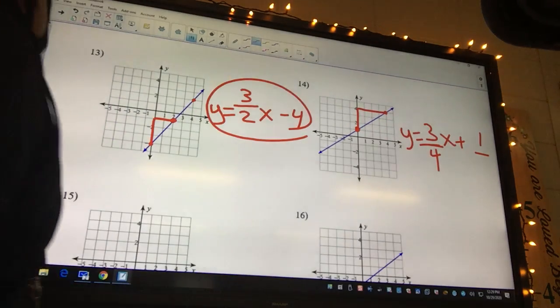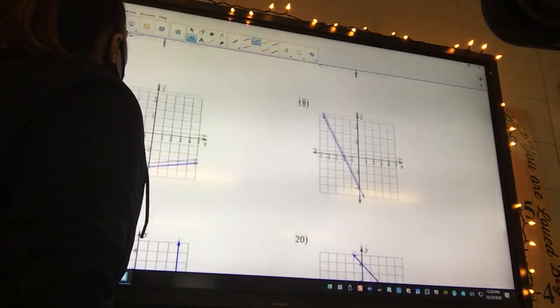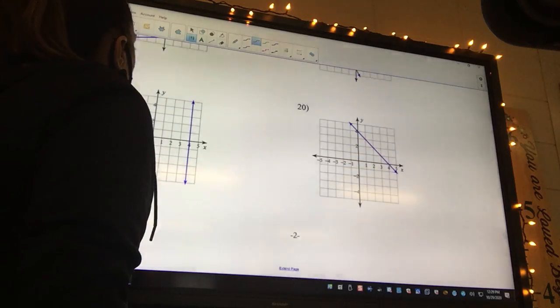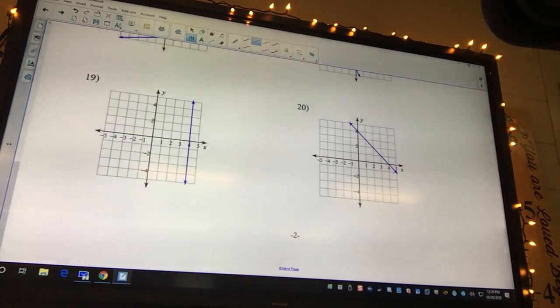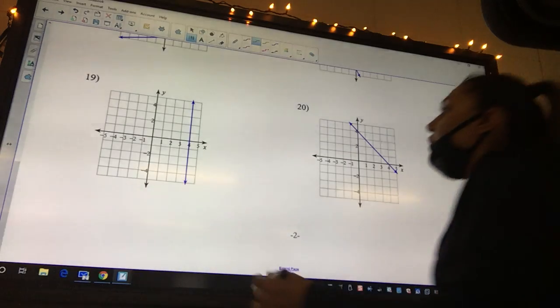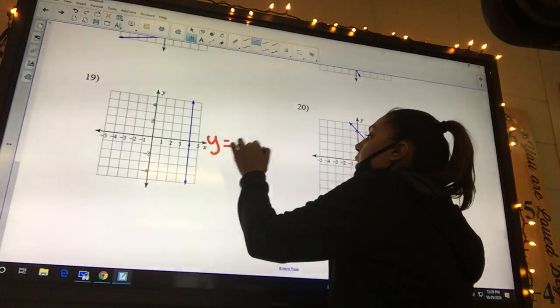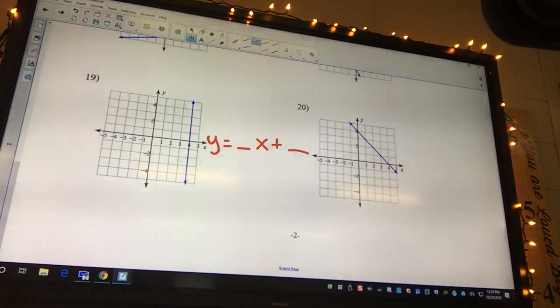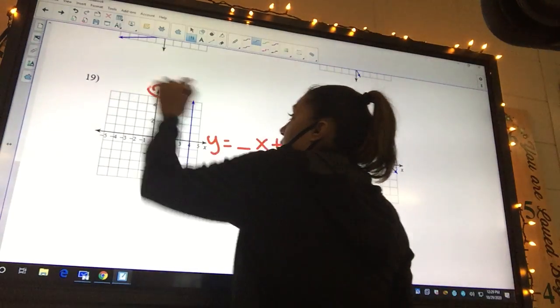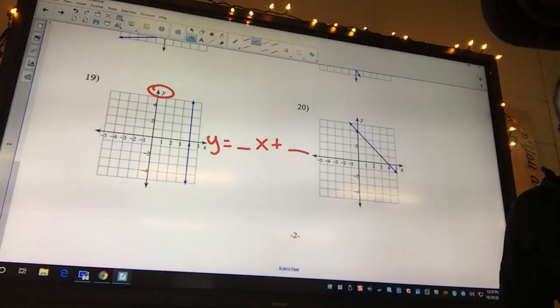Okay, so look at 19. 19 is totally weird. If we look at 19, we can write our general formula, y equals blank x plus blank. What is our y-intercept? None. 0. Y-intercept, none, means where it crosses the y line. 0.